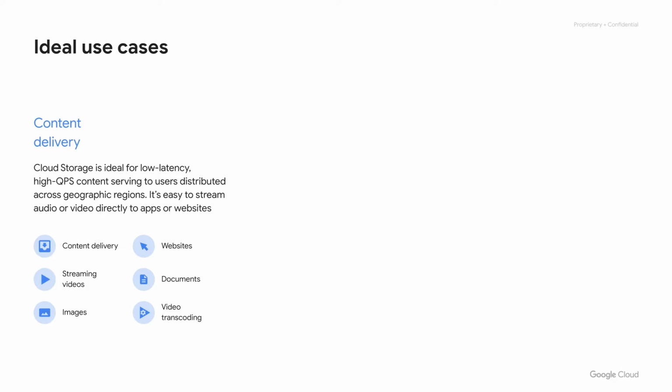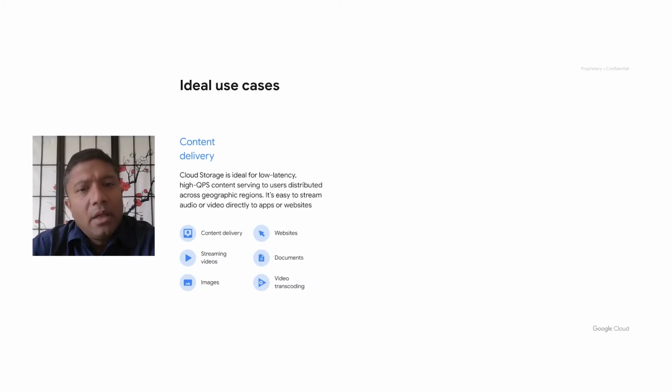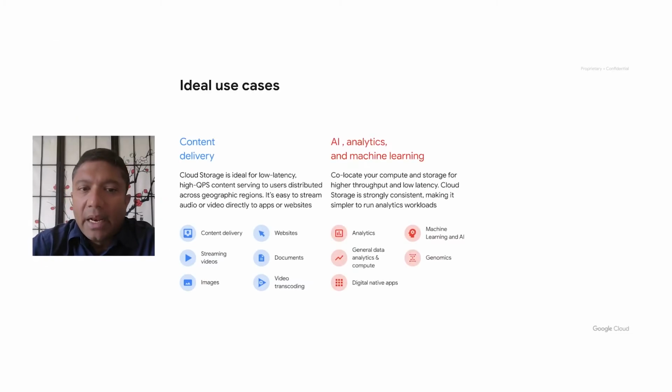As I mentioned, with some of the key marquee customers on the prior slide, you can see some of the key use cases that they take advantage of. Next, let's talk about AI and analytics, also machine learning. The ability to co-locate your compute and storage together for high throughput and low latency is quite critical for customers running analytical workloads. Cloud storage is strongly consistent, making it simple to run analytical workloads.